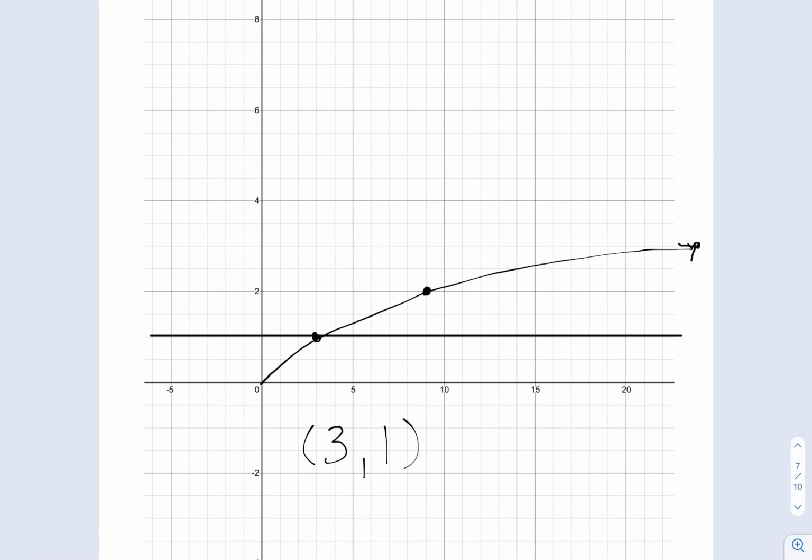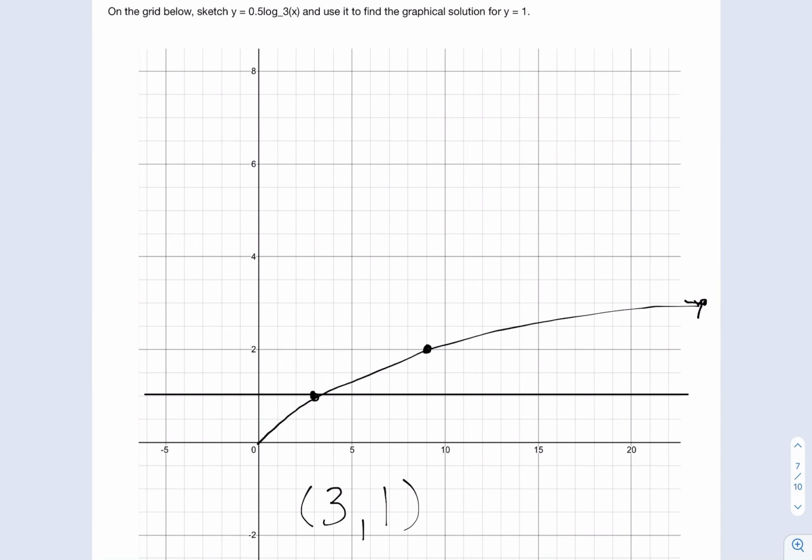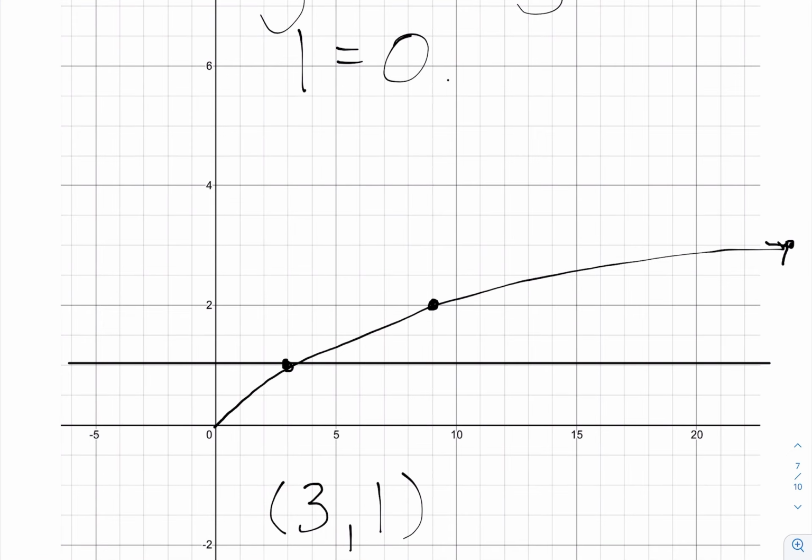And if this is a system of equations, let's just verify our solution quickly. Make sure it works for both of them. So we're saying y equals 0.5 log in base 3 of x. Well, we said y was 1. 0.5. Oh, I didn't account for the 0.5. That's a bit of an issue. Okay. Didn't see that there.